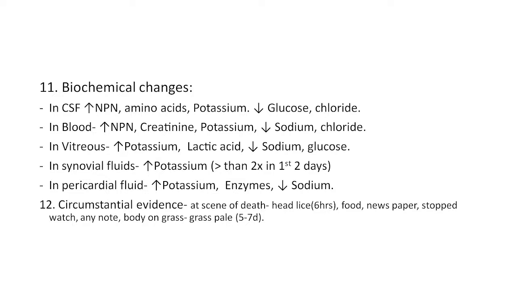If there is food lying around the body which is stale and foul smelling, then depending on what stage that food has decomposed, you can give time since death, right? If a newspaper is lying there, you can observe the date on the newspaper. If there are watches which have stopped at the time of death, for example in a fall or in a homicide, all these watches will stop. And you may get some note; in suicide cases we get a suicidal note. So from this, these are circumstantial evidence from which you will get an idea about time since death, right?